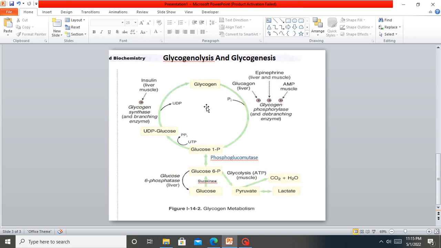If glucose is in excess, insulin is released, and this promotes glycogenesis by activation of glycogen synthase. If glucose level is small or limited, the glycogen is broken down by an enzyme, glycogen phosphorylase, when glucagon and epinephrine are released by the pancreas, or when the body has a lot of adenosine monophosphate in the muscle, which also tends to activate glycogen phosphorylase.